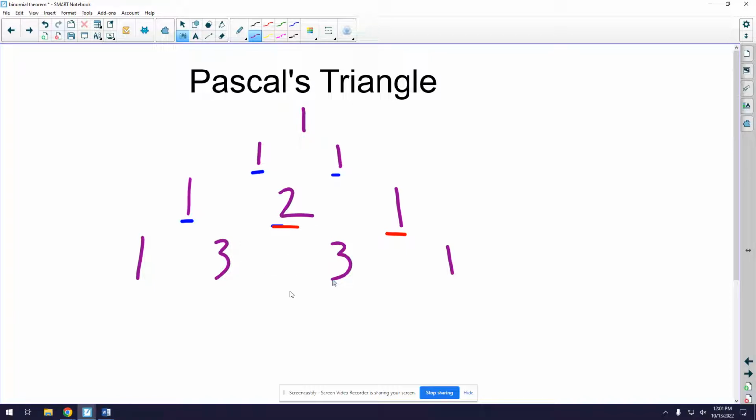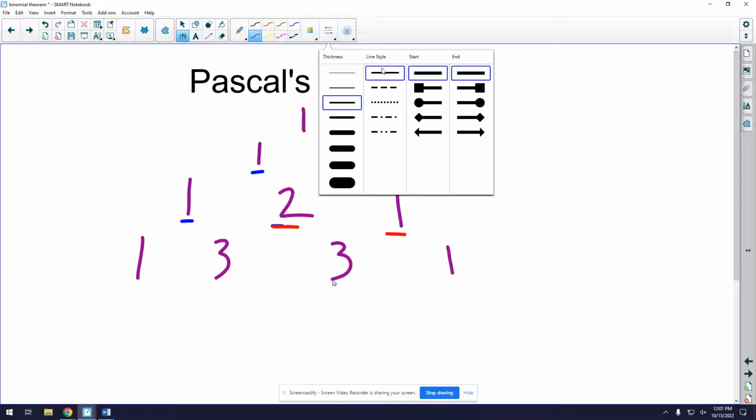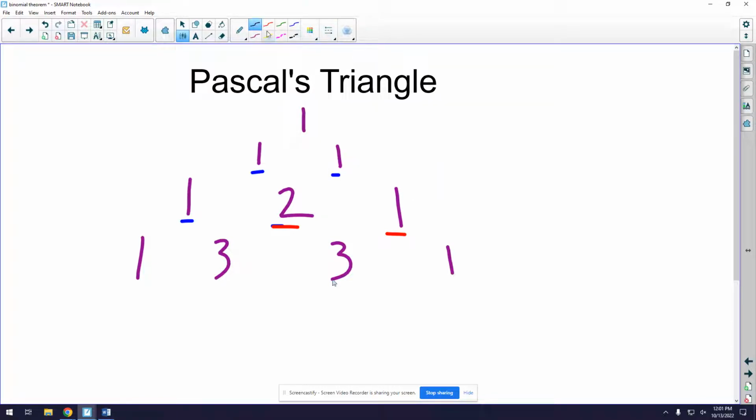Another thing you will notice is if I draw a line of symmetry straight down the middle, it should be symmetrical. So this one's just 1. Here I've got 1 and 1 on both sides. Here I've got a 2 in the middle, 1 and 1 on both sides. If I split this row down the middle, I've got a 1, 3, and then a 3, 1.